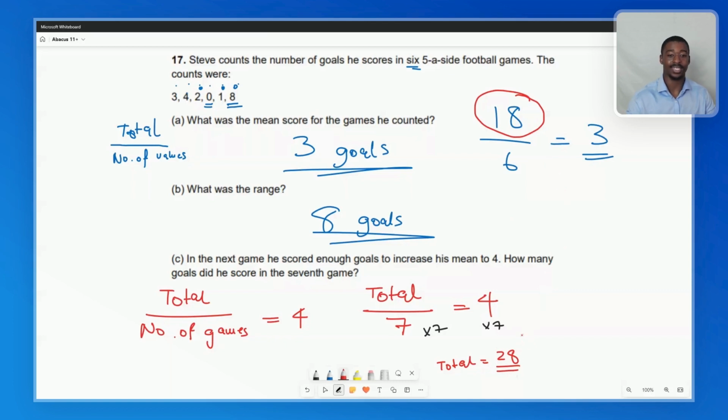So knowing that, how many goals must Steve have scored in the 7th game? It has to be 10. That's the only way to bump up, to increase our total enough to increase our mean to 4. And that's how we work it out. 10 goals is our answer.